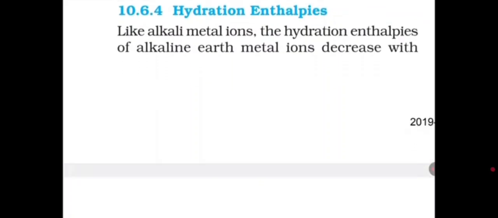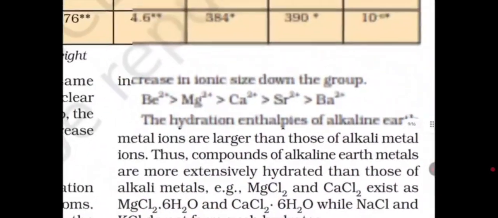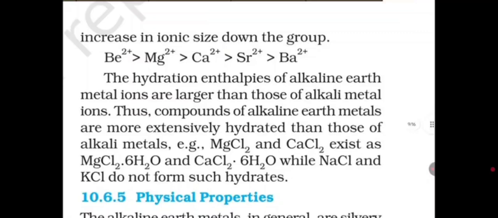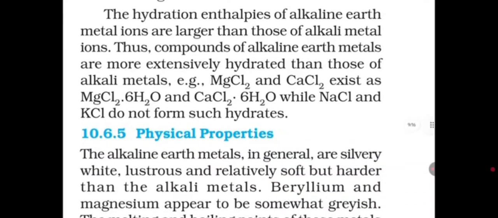Next topic is hydration enthalpies. Like alkali metal ions, the hydration enthalpies of alkaline earth metal ions decrease with increase in ionic size down the group. The decreasing order is given: Be2+, then Mg2+, then Ca2+, then Sr2+, and at last Ba2+. The hydration enthalpies of the alkaline earth metal ions are larger than those of alkali metal ions. Thus, compounds of alkaline earth metals are more extensively hydrated than those of alkali metals.